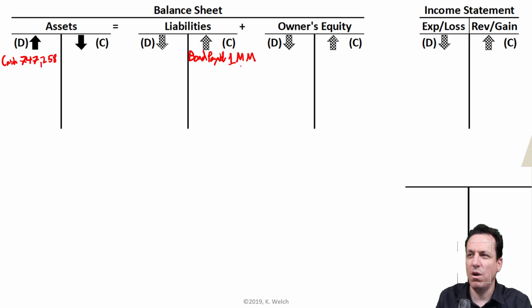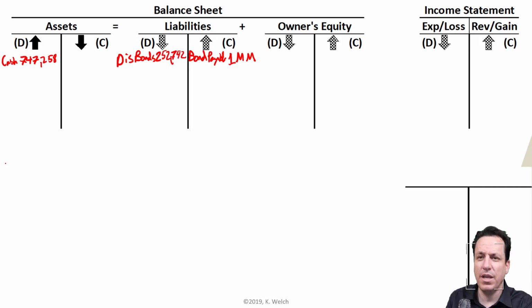Bonds payable is $1 million. And we have our discount on bonds payable as a debit. The discount on bonds is going to be the net difference of that 1 million and the 747, which is 252,742. Let's do the journal entry right here.